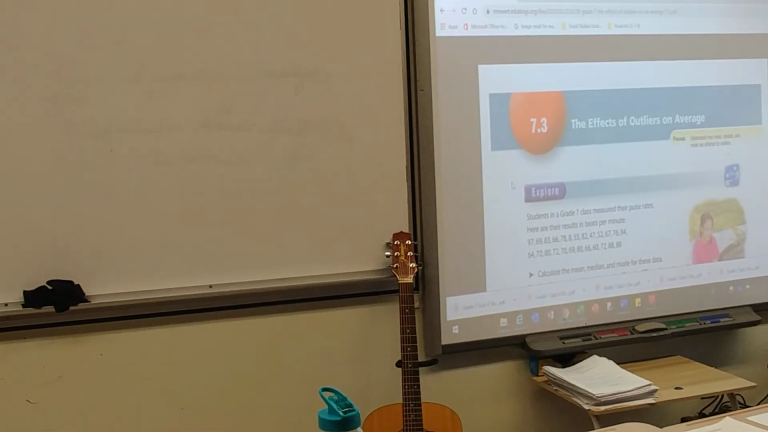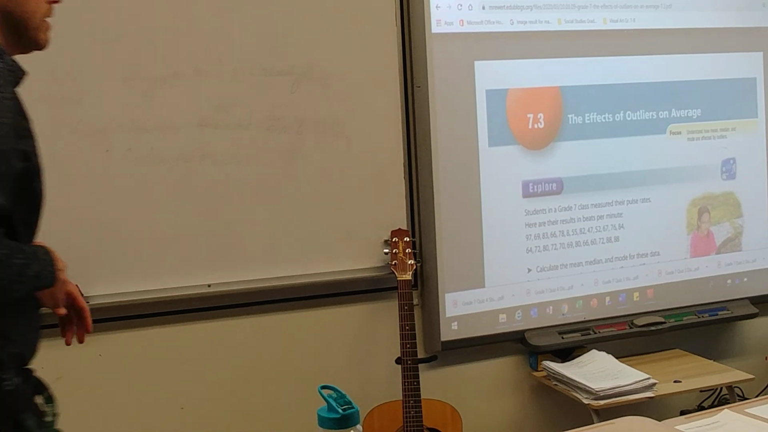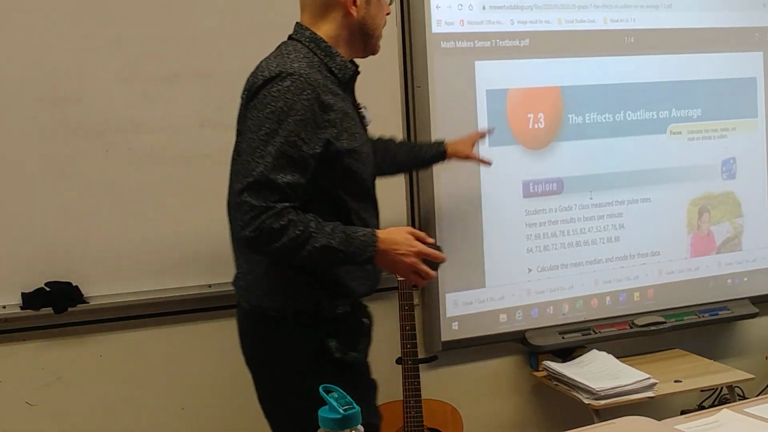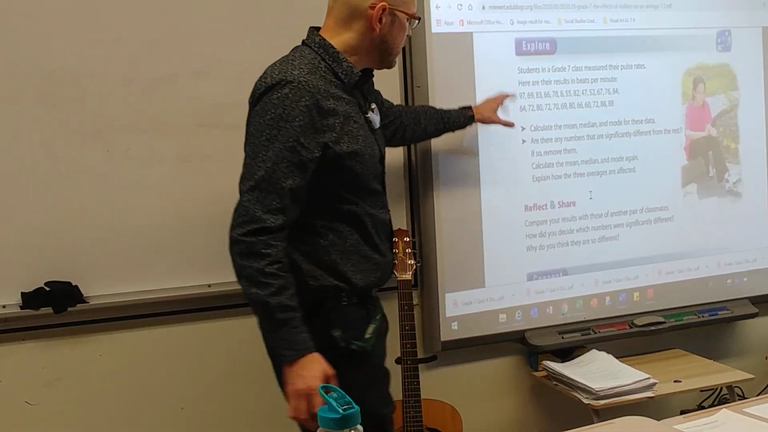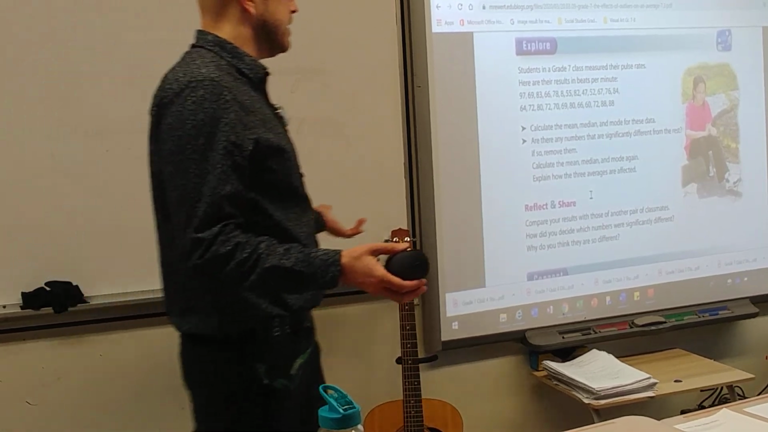All right. Let's take a look at some of these numbers, and you won't be able to see on my screen, but you should have the textbook in front of you at 7.3. Effects of outliers on an average. Students of grade 7 class measured their pulse rates. Here are their results in beats per minute.